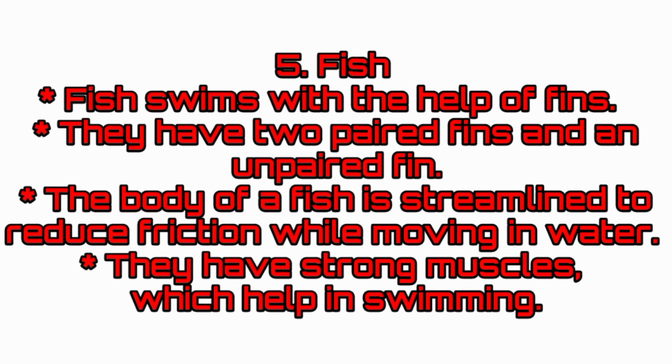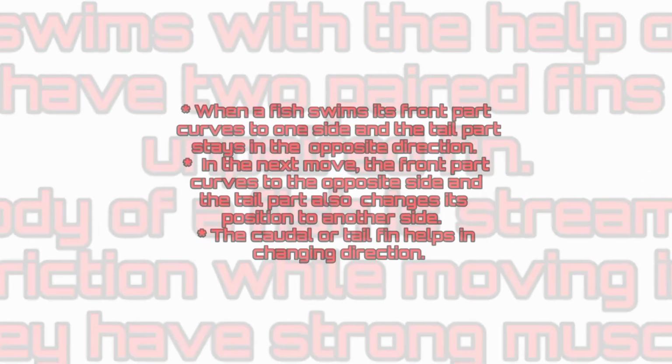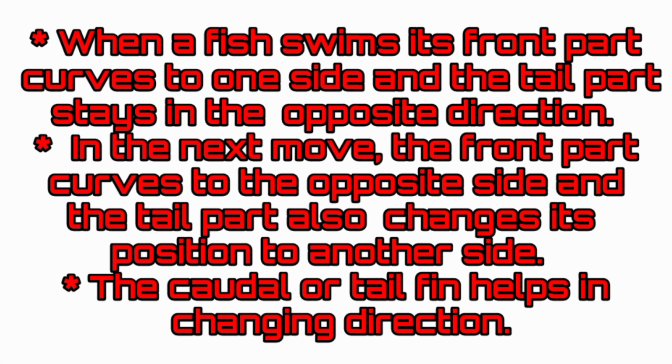Fish. Fish swims with the help of fins. They have 2 paired fins and an unpaired fin. The body of a fish is streamlined to reduce friction while moving in water. They have strong muscles which help in swimming. When a fish swims, its front part curves to one side and the tail part stays in the opposite direction. In the next move, the front part curves to the opposite side and the tail part also changes its position to another side. The caudal or tail fin helps in changing direction.